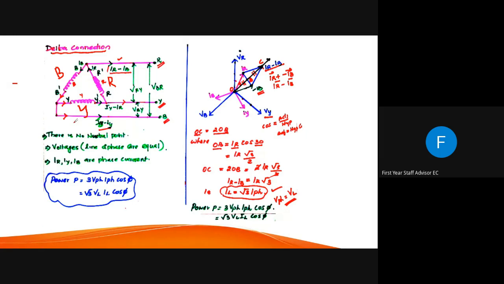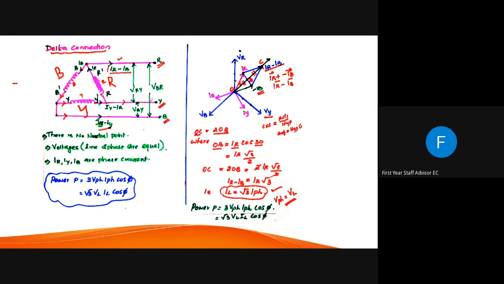Now look at the diagram. Here B and R dash are connected, and from that point we are taking the R phase. B dash and Y are connected, and from that point we are connecting the B phase. Y dash and R are connected, and from that point we are taking the Y phase.